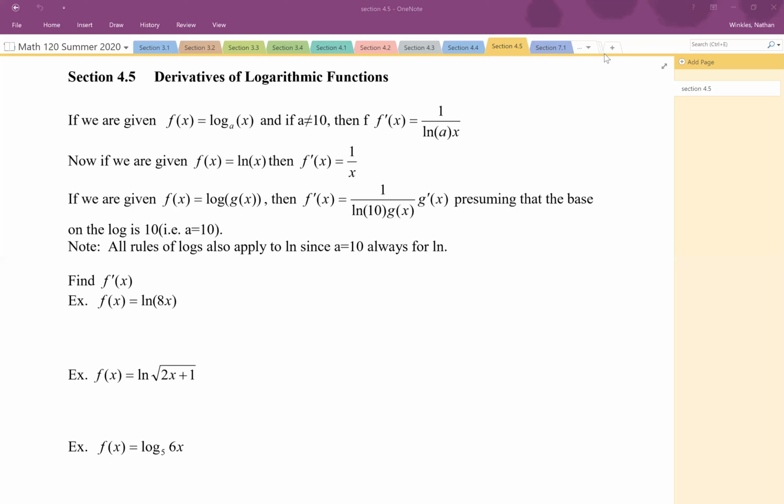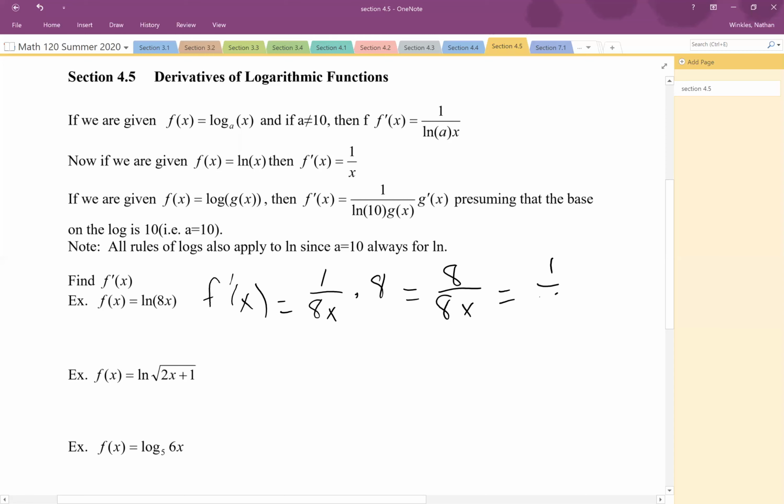So we're told, find f prime of x for the following. For the first one here, f of x equals the natural log of 8x. By our definition, f prime of x for natural log is 1 over x. So it's going to be 1 over 8x times the derivative of our inside. The derivative of 8x is 8. So we get 8 over 8x, which then reduces back down to 1 over x.